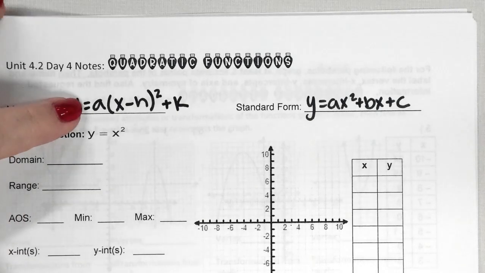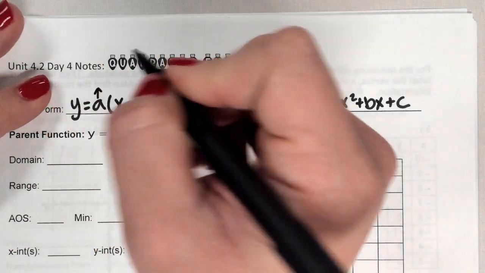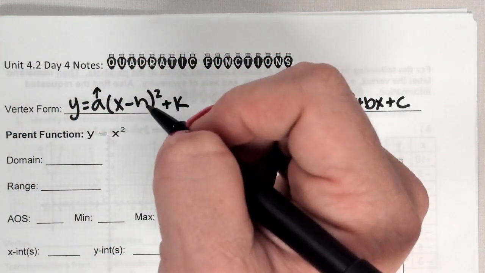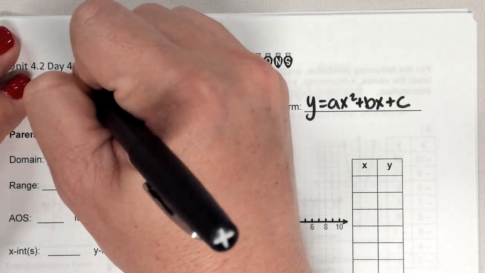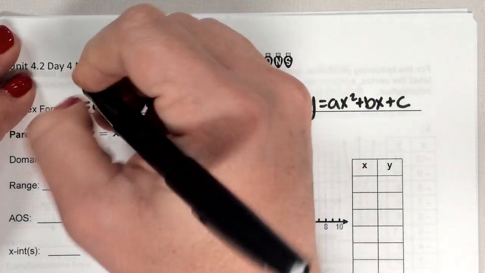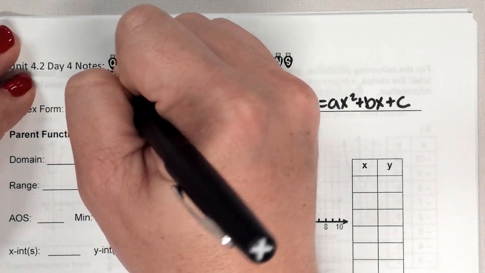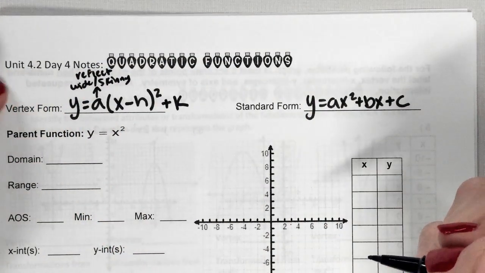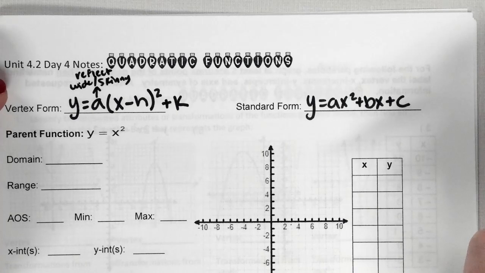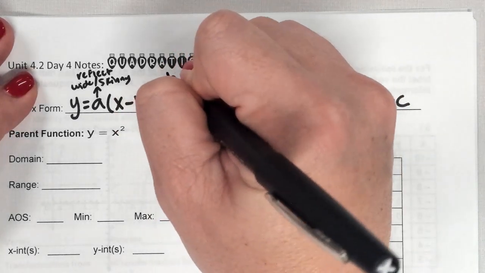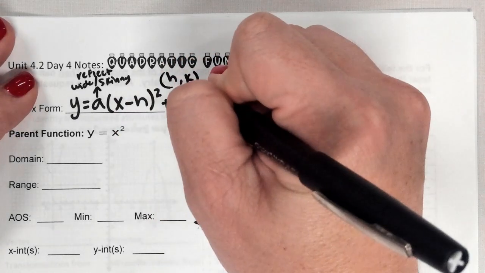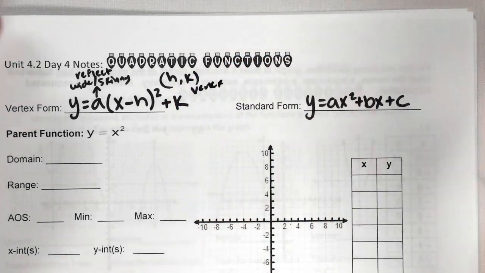Okay, so a affects if it flips, so reflection. It also can make it wider or skinnier. And (h, k) is your vertex. That's why we call this vertex form.